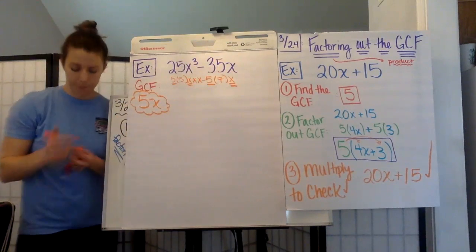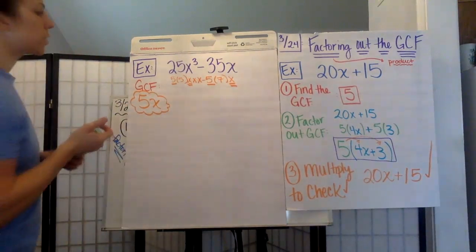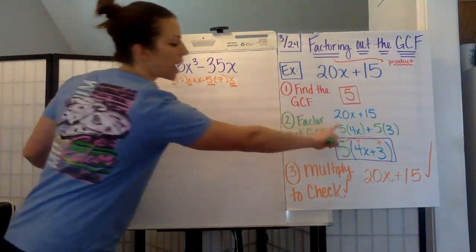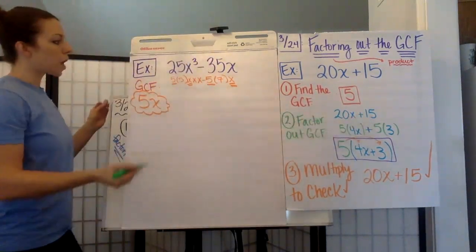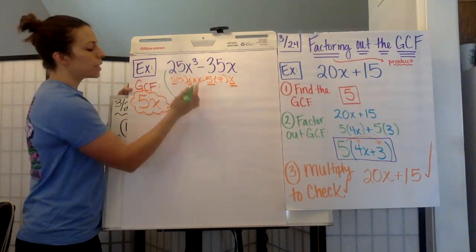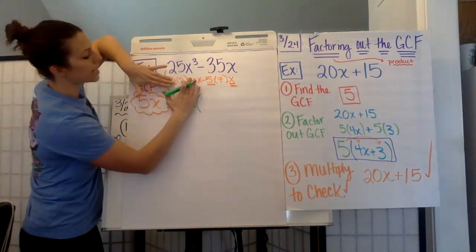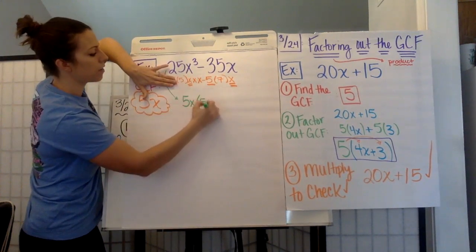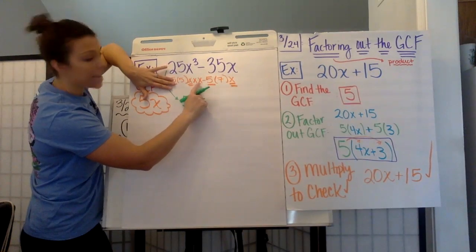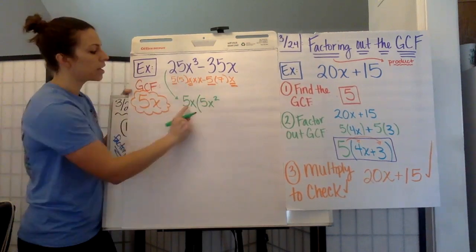I want to make that clear. Now, yesterday you would have been done. Today, we continue. Step 2, we're going to factor out the GCF. So we're writing both terms as a product using the GCF. We're going to start with 25x cubed. We take out 5x, and we're left with what? Well, when I take out 5, I'm left with a 5, and I'm left with 2 x's, which, remember, 2 x's is not 2x. x times x is x squared. Let's do a quick multiply to check.